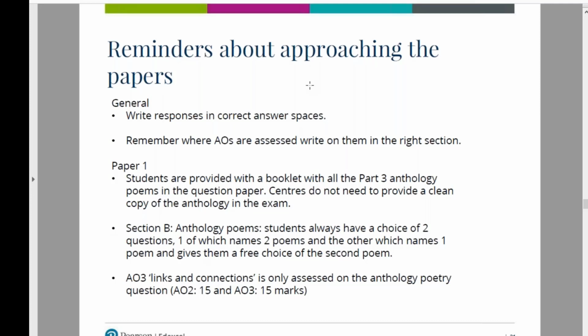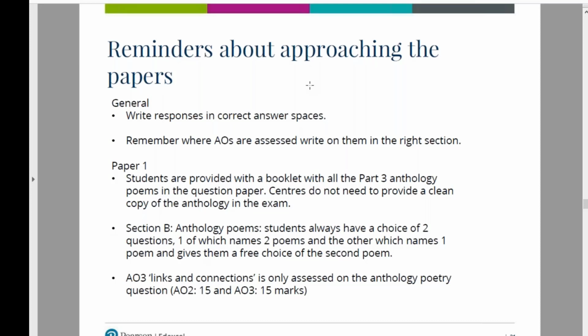Also, when it gets near the exam, lots of teachers suddenly start thinking, oh my goodness, do the students get the poems in the exam or not? Yes, they do, don't worry. So for paper 1, students get a booklet with part 3 of the anthology, with all the anthology poems in it, as an insert into the question paper. So you don't need to provide a clean copy of the anthology for the exam, and students don't need to know the poems off by heart. They will have the poems in front of them.